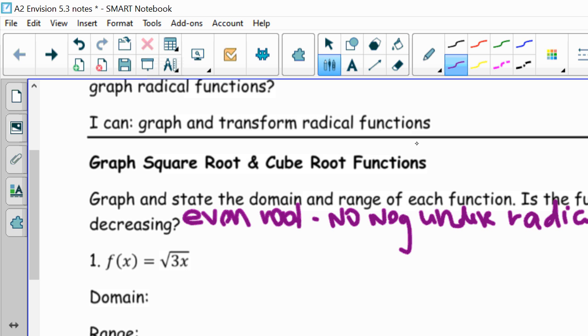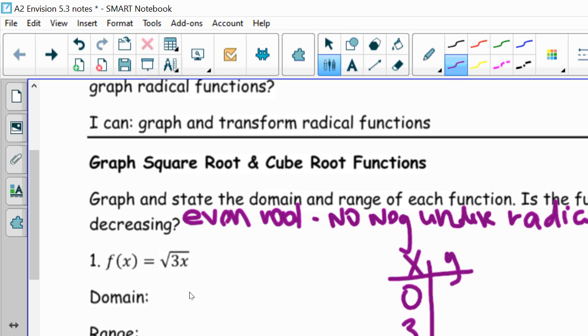We're going to look at f of x equals the square root of 3x. Let's make an xy table. I can pick x values like 0, 3, 12, and 27. Those are the x's that we're going to start out picking. I'm going to plug them in to find my y's.